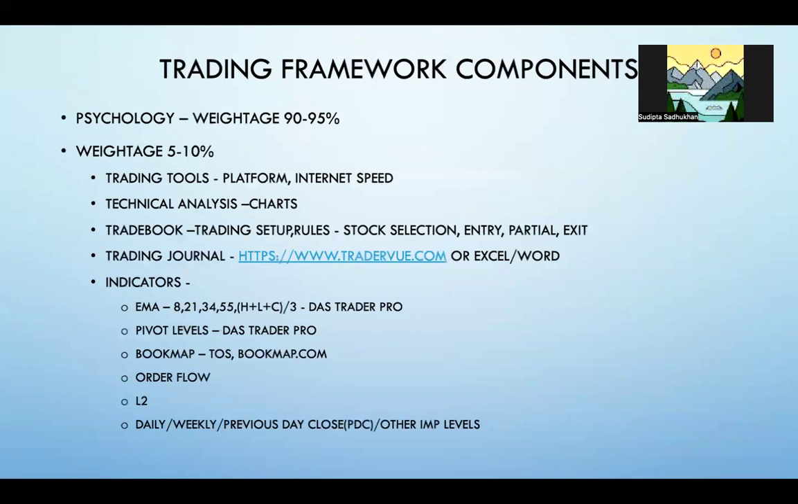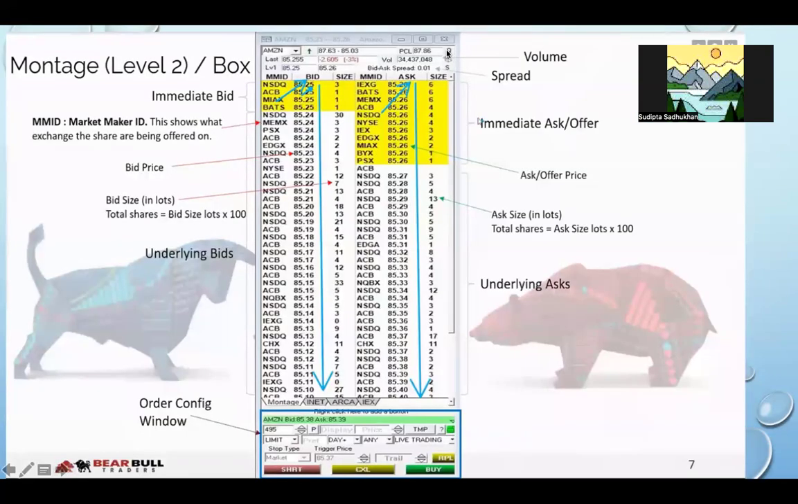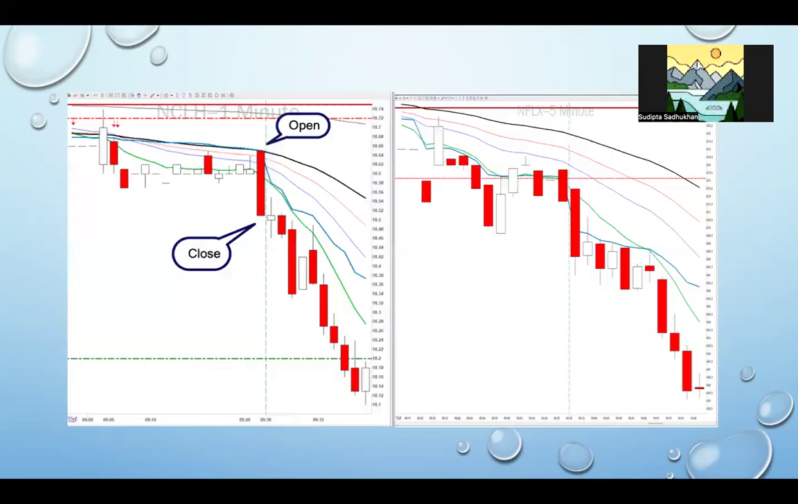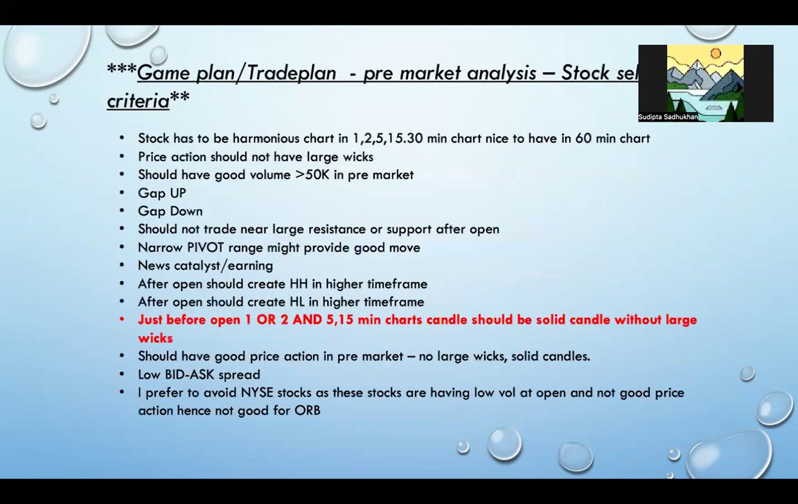Here it will mention Q for Nasdaq. If it is mentioned N, that will be NYSE, New York Stock Exchange. I will prefer to avoid that unless it has a news catalyst, earnings, or is in the pre-market trading with good volume. Otherwise I will prefer to avoid any NYSE stocks. So we are clear till this, right?